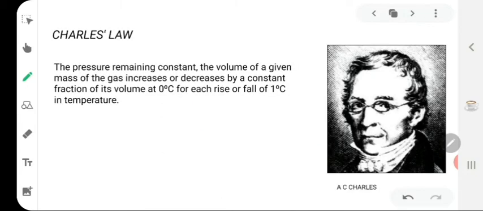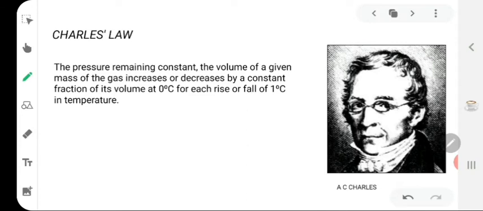Charles' law, which is also called the law of volume. Around 1787, A.C. Charles studied the variation in volume of a gas with temperature and formulated the law, which states the pressure remaining constant, the volume of a given mass of a gas increases or decreases by a constant fraction of its volume at 0 degrees Celsius for each rise or fall of 1 degree Celsius in temperature.